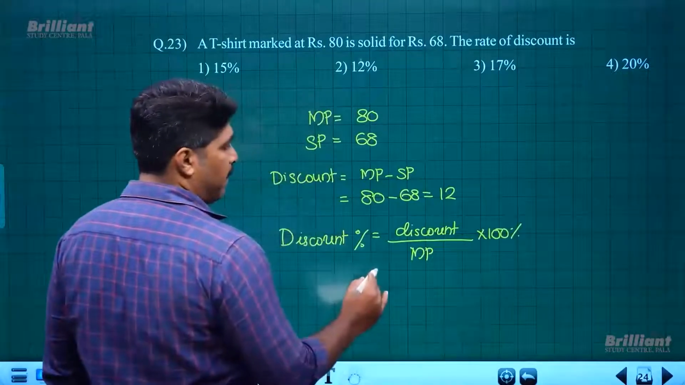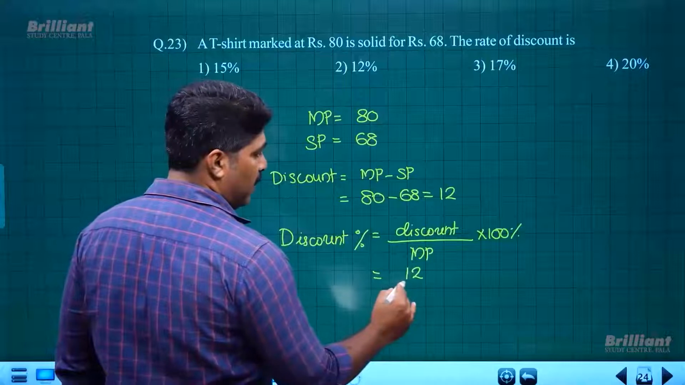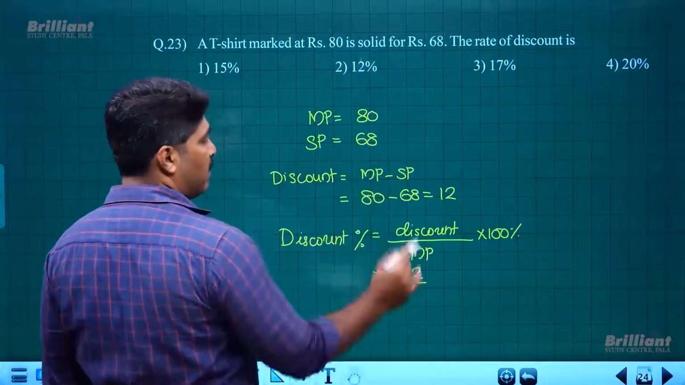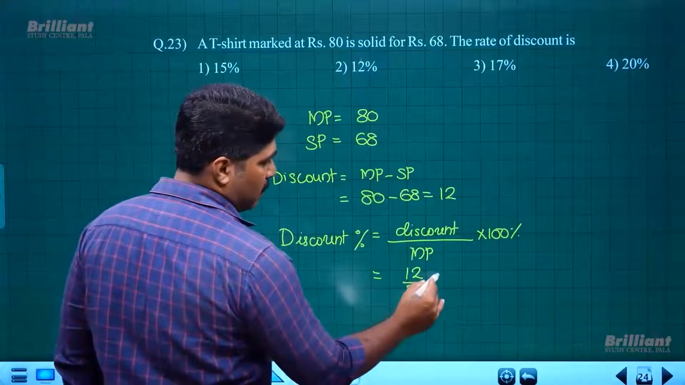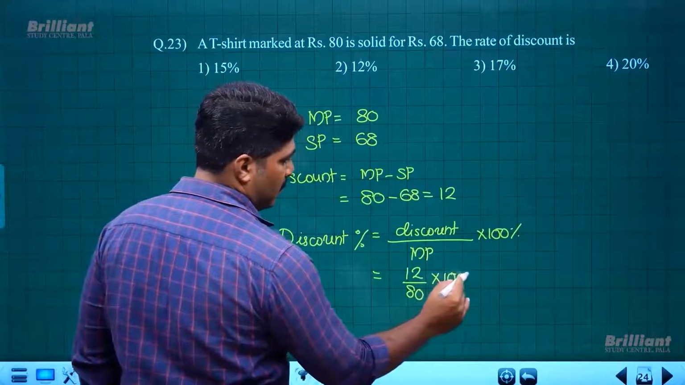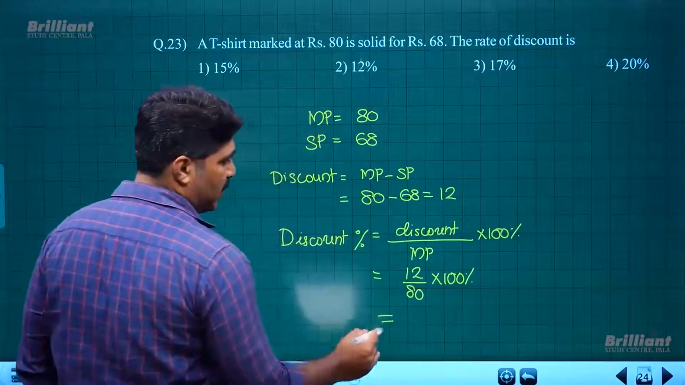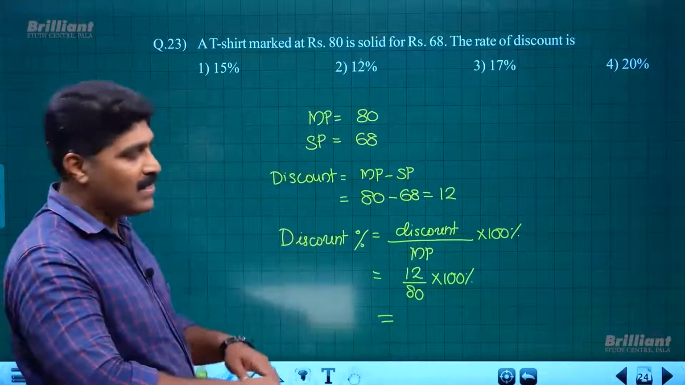So here this discount is 12 rupees and the marked price is 80. So into 100. So just consider what is the simplification. You just do the simplification. I'll just give a trick.